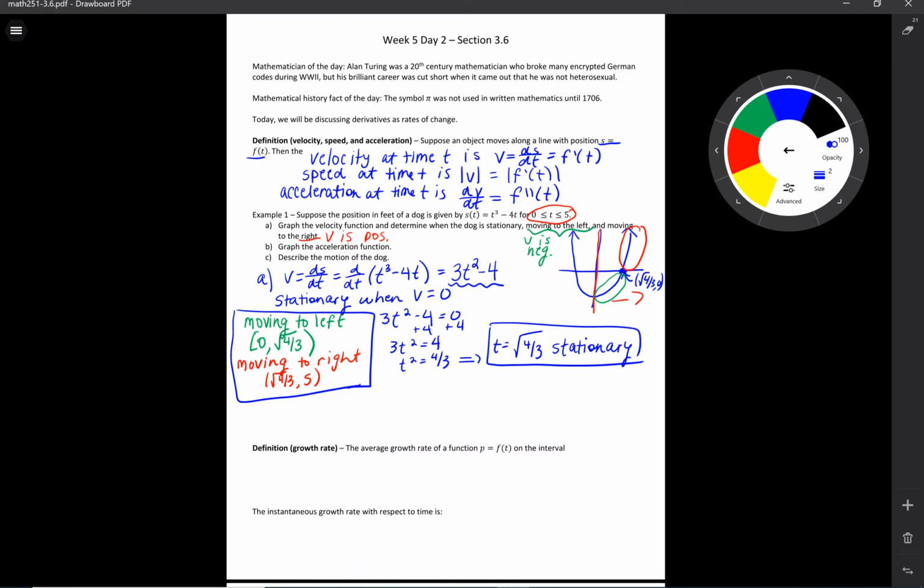Part B, we want to graph the acceleration function. So the acceleration is the double derivative of the position function. So I know that acceleration is equal to f double prime of t, which is the derivative of what I just found to be the velocity. So it's the derivative of this guy, 3t squared minus 4. And this derivative is 6t. And that is just a plain old linear function.